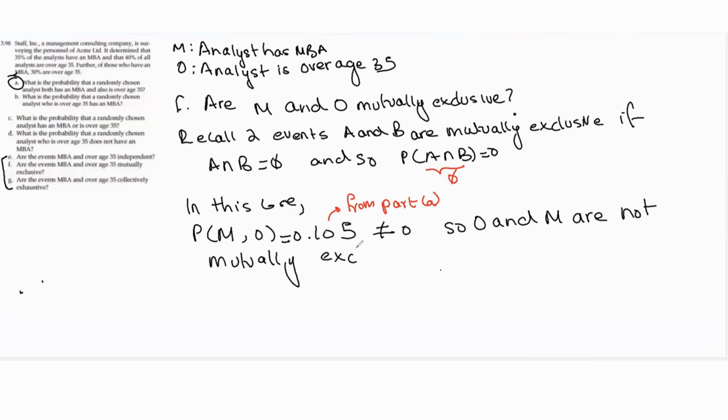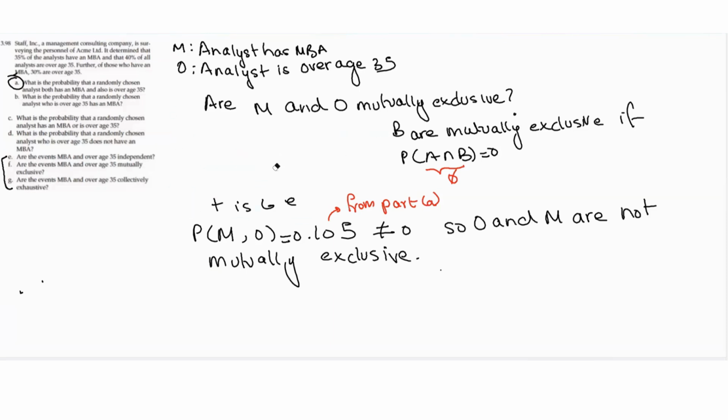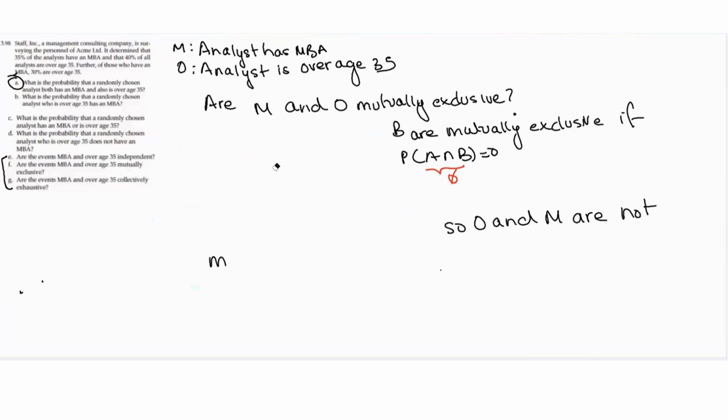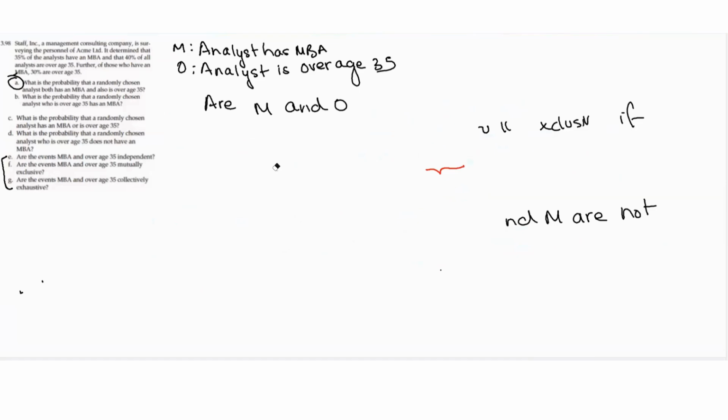So they're not mutually exclusive. Whenever you're looking at whether two events are mutually exclusive or not, if they are mutually exclusive, the intersection should be the null set, and thus the probability of the intersection should be 0. In this case, the probability of intersection of M and O is not equal to 0, so they're not mutually exclusive. Now let's do part G. Are M and O collectively exhaustive?